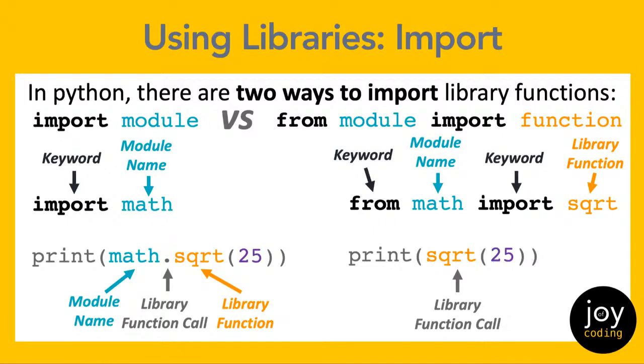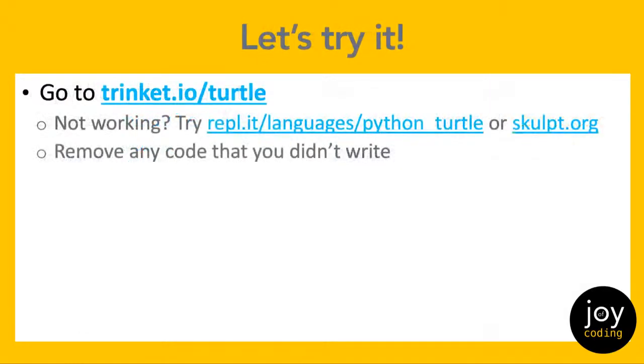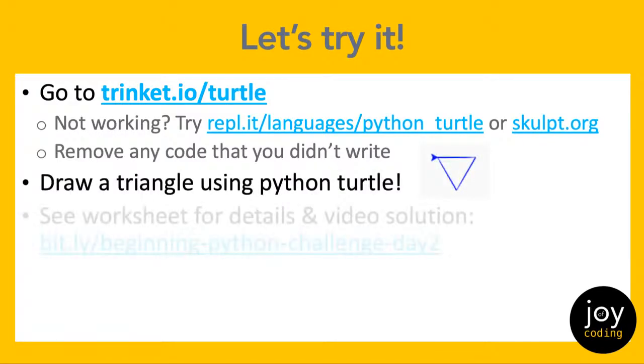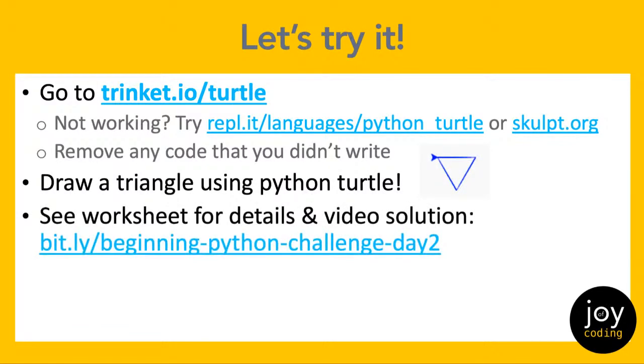So are you ready to try out these ideas? Let's get to it. So please open up Trinket. If it's not working, there's a couple other examples here that you can use. If you don't have a blank program in front of you, please remove any code that you haven't written. What we're going to do today is draw a triangle using Python Turtle. So please see the worksheet for details, and I've also shared a video solution.